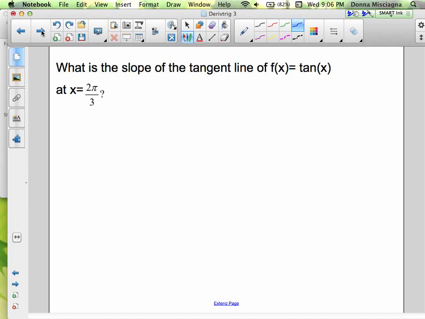So we want the slope of the tangent line of f of x equals tangent x. The first thing we have to do is take the derivative. Come on, there we go. Actually maybe I should write the function first.